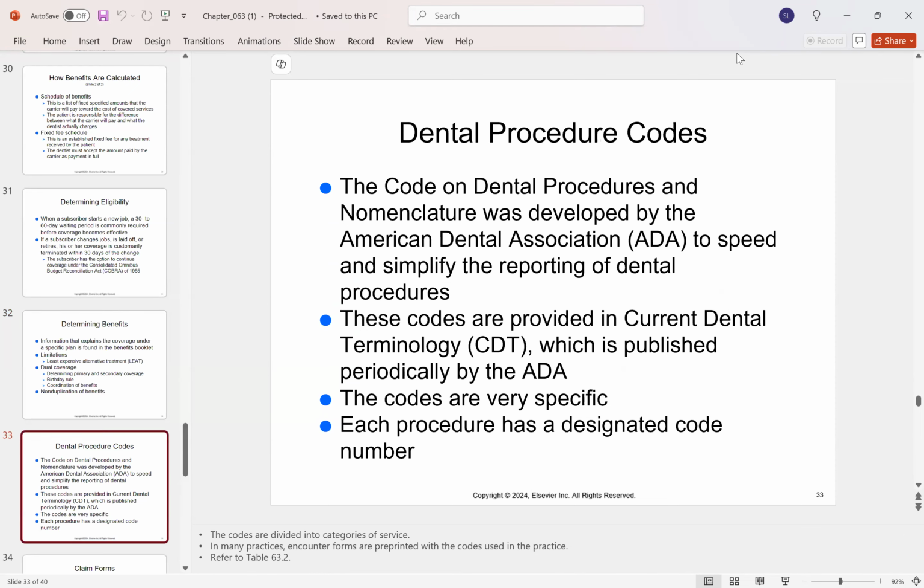Dental procedure codes, the code on the dental procedure nomenclature, were developed by the American Dental Association. This is going to speed up and simplify the reporting of dental procedures. The codes are provided in the current dental terminology, which is published periodically by the ADA. The codes are very specific, so your dentist will decide which codes they use for each treatment, but each procedure is going to have a designated code number.